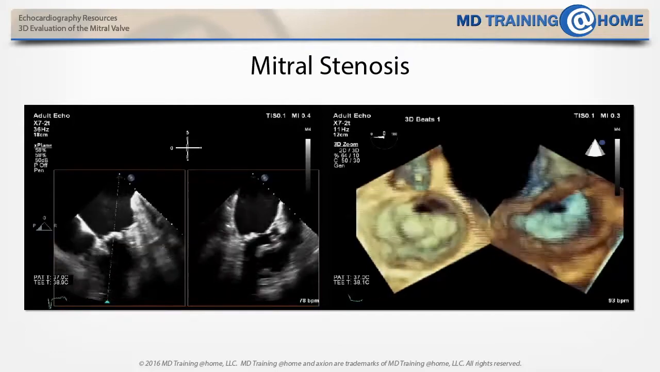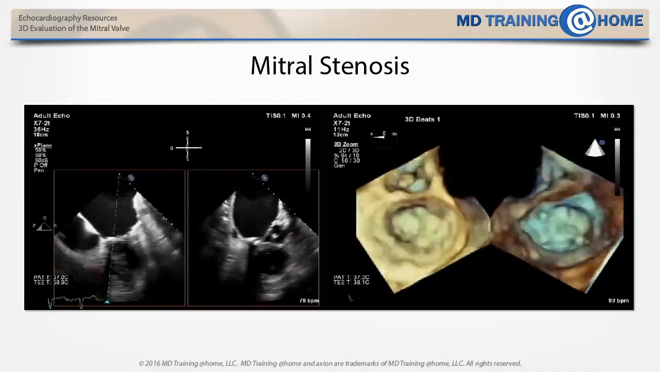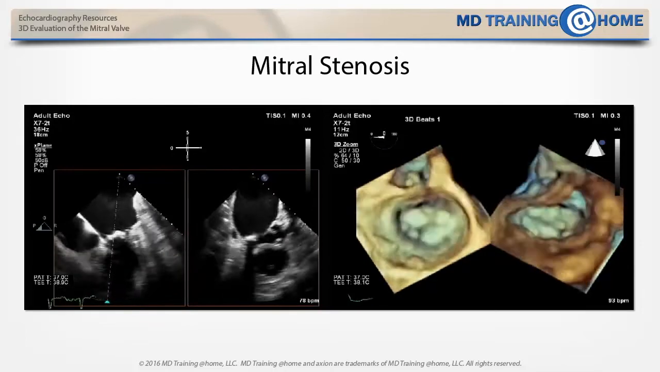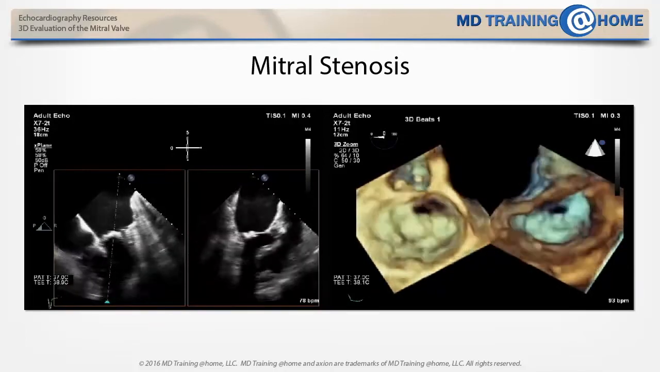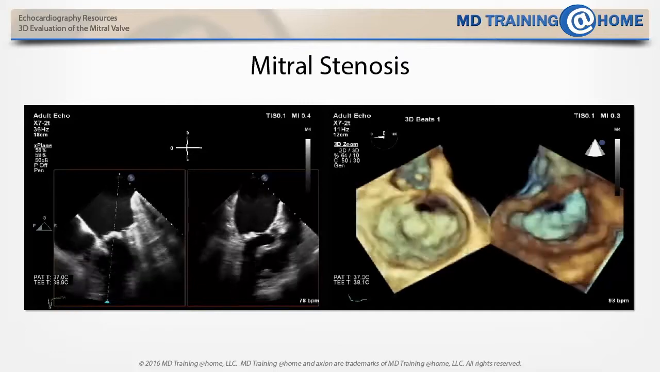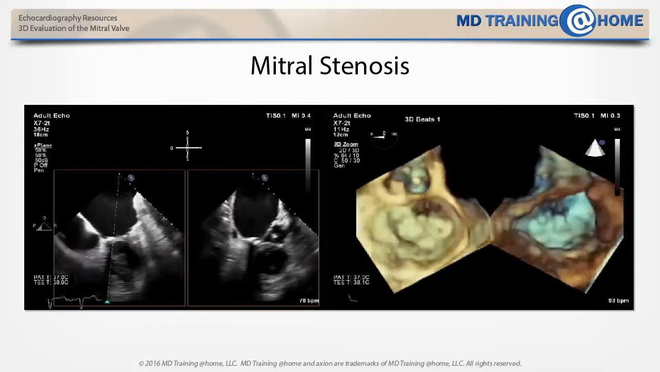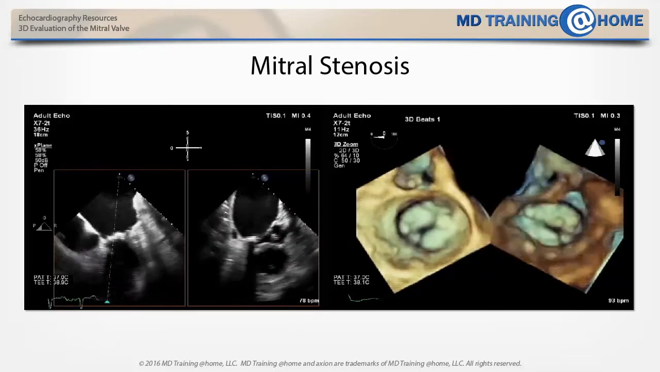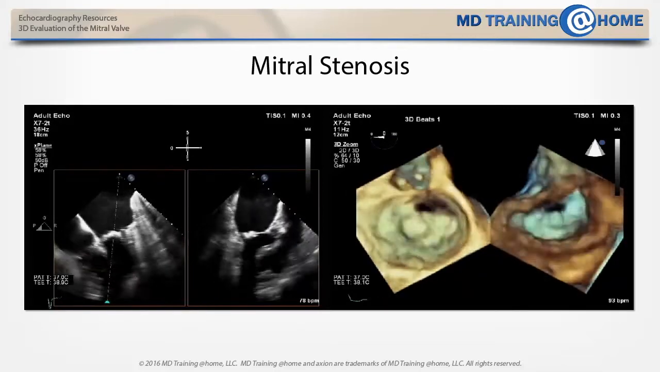Immobility of the posterior leaflet can give the appearance of a hockey stick deformity to the anterior mitral leaflet due to leaflet tethering. These changes reduce the effective orifice area to less than 2 centimeters squared, which can obstruct diastolic inflow of blood to the ventricle. Remember, the normal area of mitral valve orifice is about 4 to 6 centimeters squared.